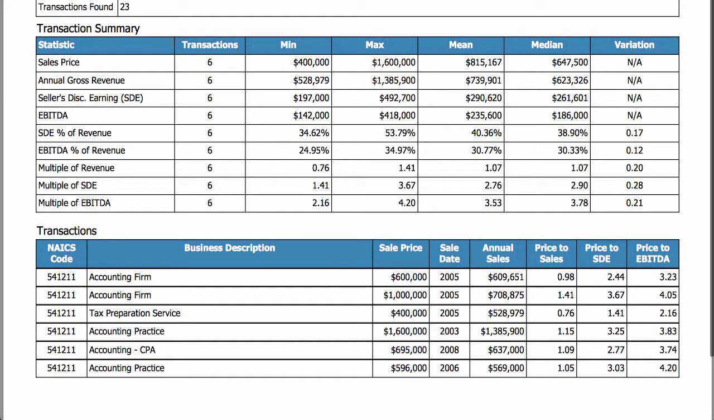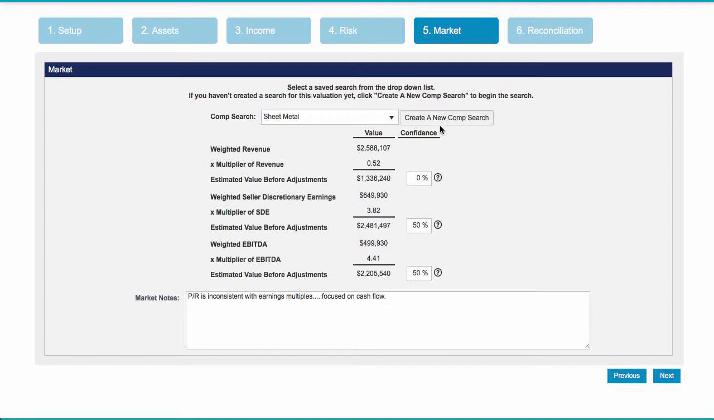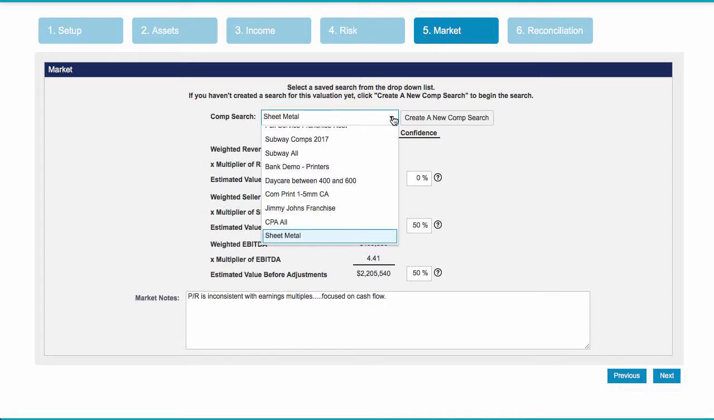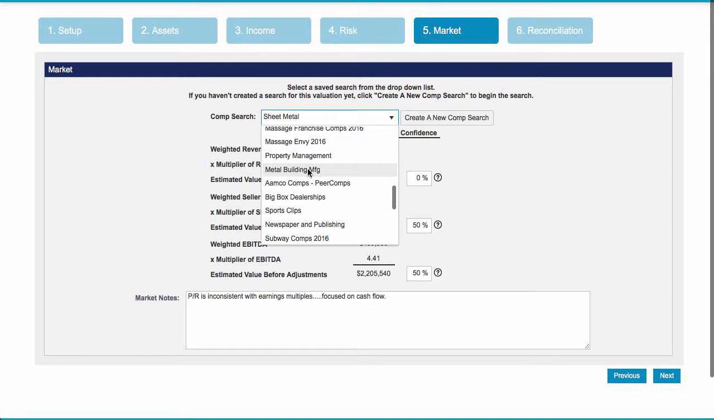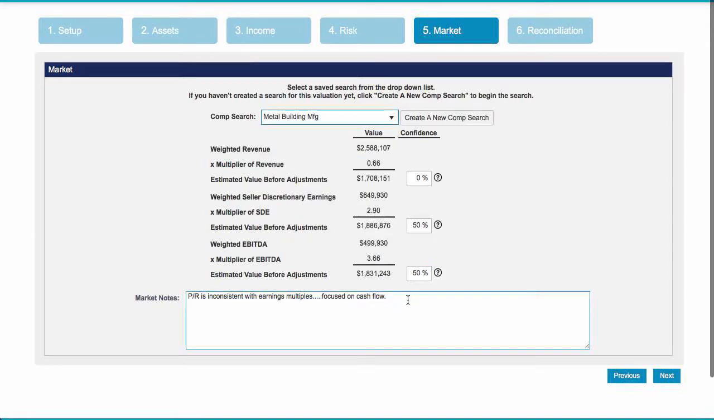And then there's our comparables report. And then also it shows sheet metal in our comp search and the multiples, the price to revenue multiples, price to seller's discretionary earnings, and price to EBITDA multiples. So if we wanted to keep it at sheet metal, we could, or we can go back and focus on metal building manufacturing, which was the original. So I'll leave it there. Again, we want to make sure that we put in our notes what comps you used and why, and then finally what method we weighted and why.